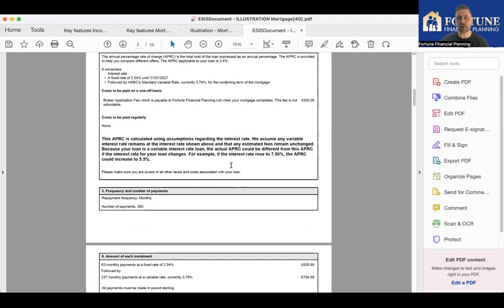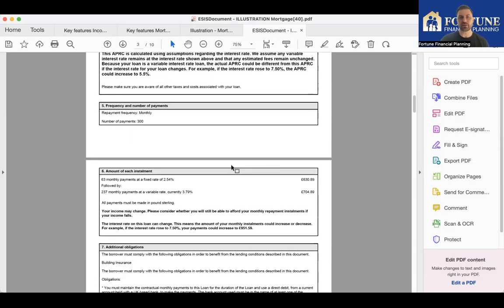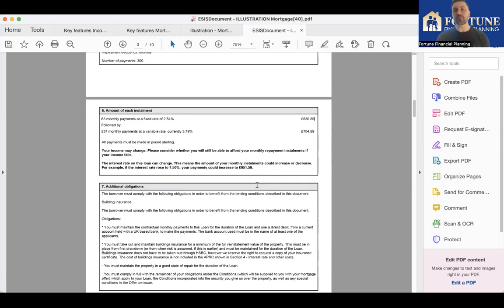Don't be concerned about how your payments will reflect in the future beyond the 5-year, because as I say, we will look to put you on a different product based upon the market at the time. So to give you an indication, over the 300 months, which is the 5-year product, at 2.54%, the monthly payment will be £630.89. It does express that once the variable rate kicks in for the remainder of the mortgage, of course, because it's over 25 years, it will be £704.89.